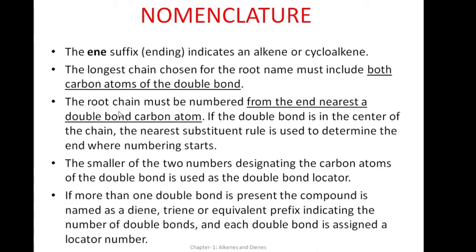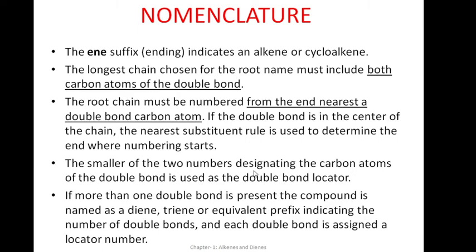Next point, the root chain must be numbered. So you have chosen the longest root chain. In that, you are going to number it. It must be numbered from the end nearest a double bond carbon atom. If the double bond is in the center of the chain, the nearest substituent rule is used to determine the end where numbering starts. If the double bond is somewhere in the center, you have to see that the substituent gets the lower number.